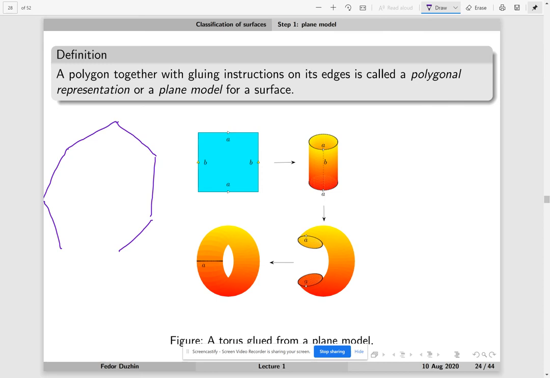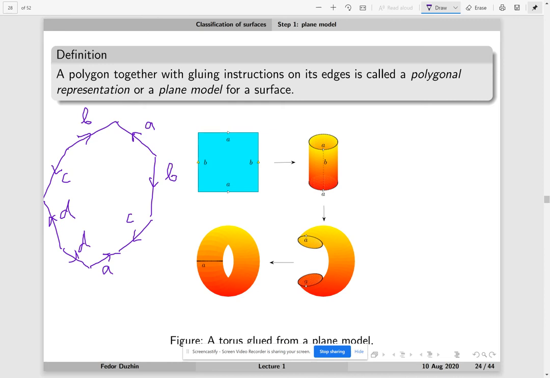1, 2, 3, 4, 5, 6, let's say 7, 8. So something like this. So this could probably be A, this probably is also A, this is B, let's say this is also B, this is C, this is C, and this could be D, and this is, say, also D. Something like this, like a polygon with gluing instructions on its edges.